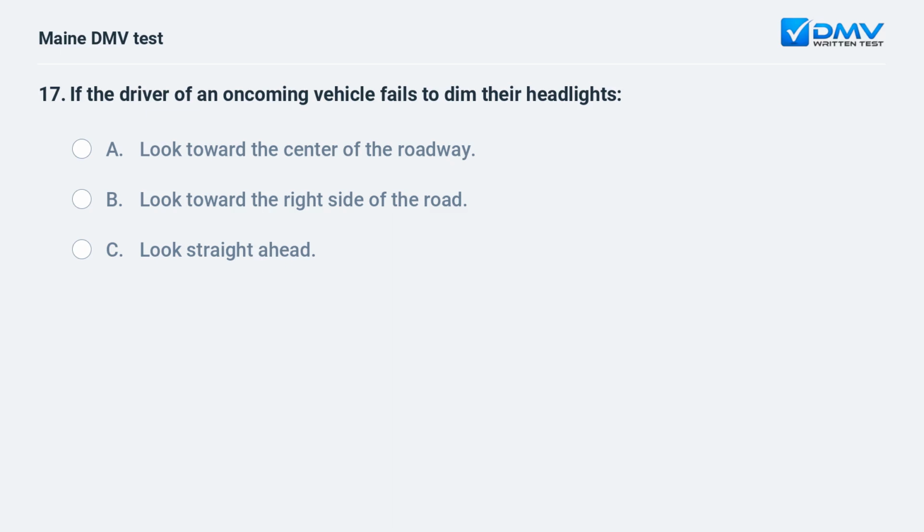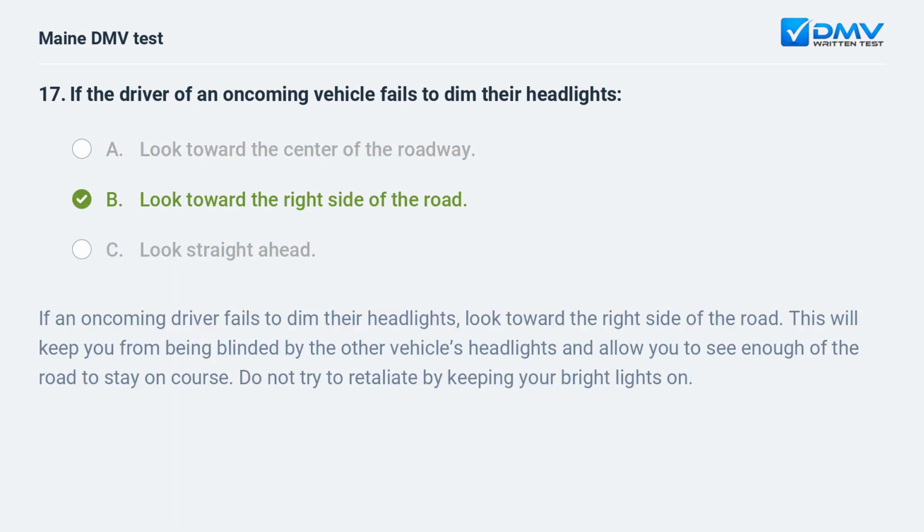If the driver of an oncoming vehicle fails to dim their headlights. A. Look toward the center of the roadway. B. Look toward the right side of the road. C. Look straight ahead. B. Look toward the right side of the road. If an oncoming driver fails to dim their headlights, look toward the right side of the road. This will keep you from being blinded by the other vehicle's headlights and allow you to see enough of the road to stay on course. Do not try to retaliate by keeping your bright lights on.